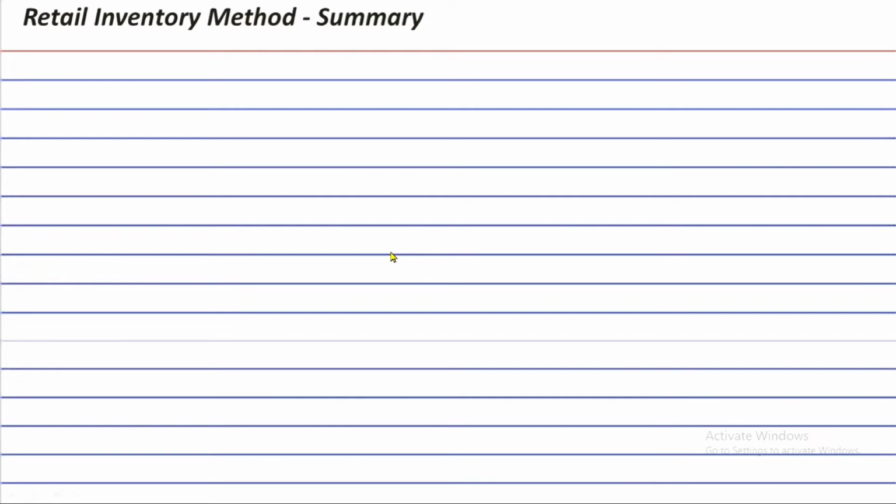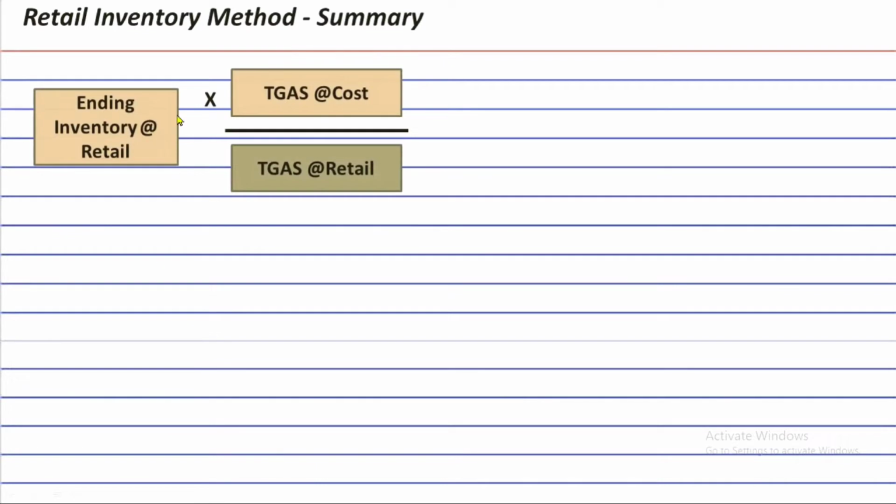The featured series for now in my channel is the retail inventory method, and here's the summary. The purpose of the retail inventory method is to compute the estimated ending inventory at cost of businesses which have a lot of products, like grocery stores. In order to do that, you have to multiply the ending inventory at retail by a fraction, where the numerator is the total goods available for sale at cost, and the denominator is the total goods available for sale at retail. The question is, how do we get these three?